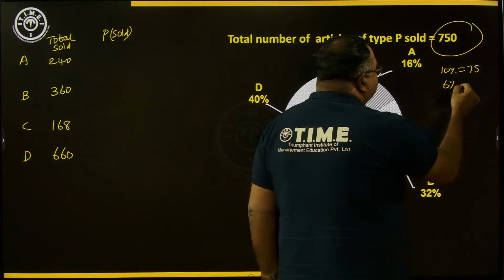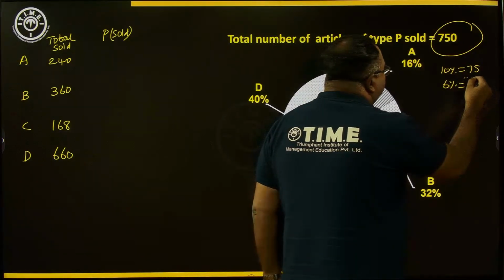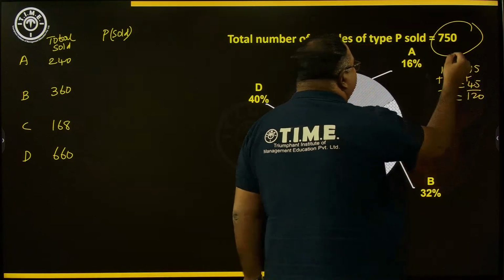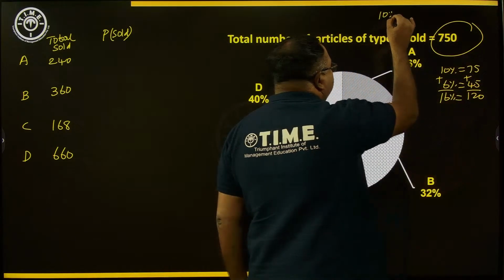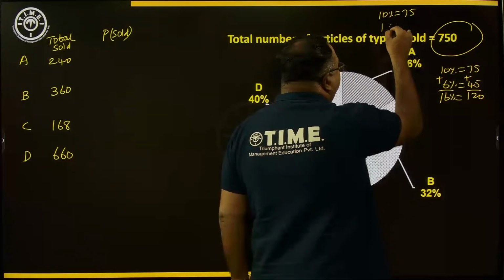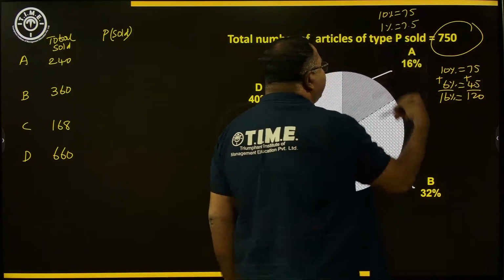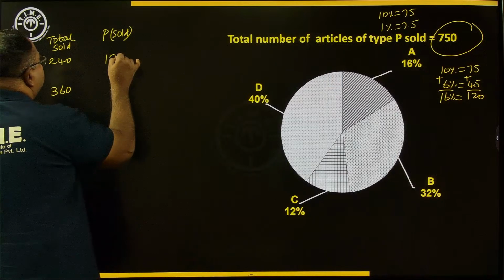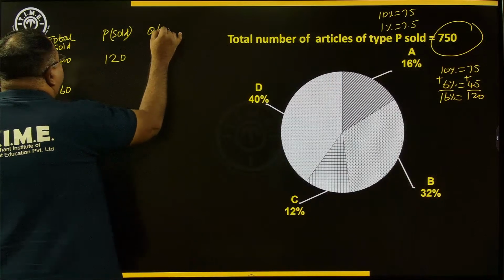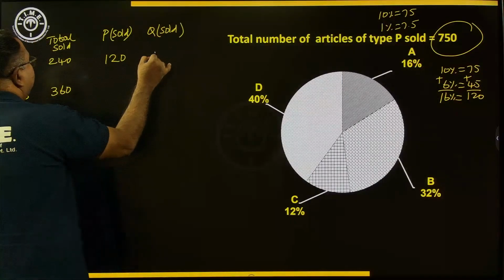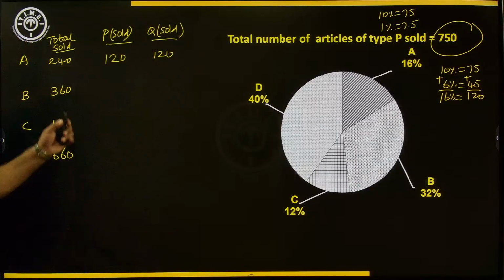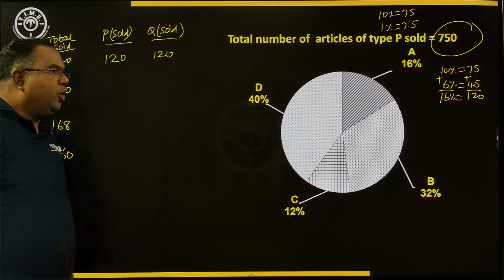6% is 45. So it has to be 120 is my 16%. 1% is 7.5, 6% means into 6, 42 plus 3, 45. So it has to be 120. So Q sold has to be 120. Total 240 sold. P sold 120. So 240 minus 120, Q sold has to be 120.